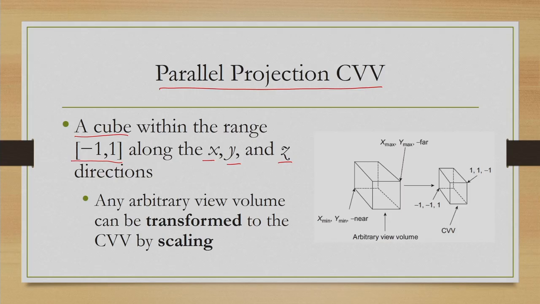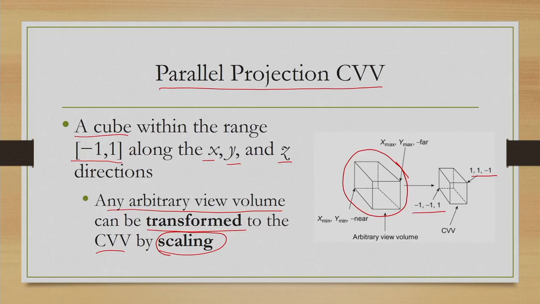And as I already mentioned, any arbitrary view volume can be transformed to the CVV simply by the scaling operation. So, suppose this is an arbitrary view volume defined in terms of its bounding planes, 6 planes. So, we can always map it by scaling within this range along the x, y, z direction, and correspondingly we get the canonical view volume.